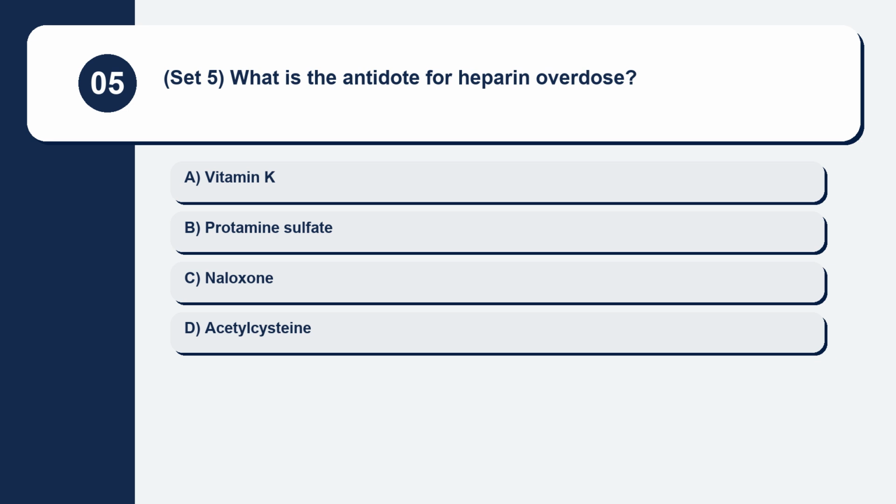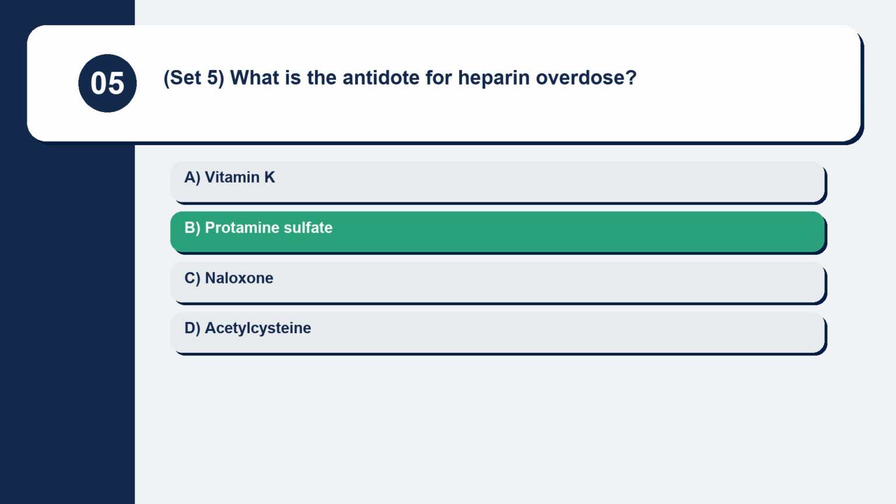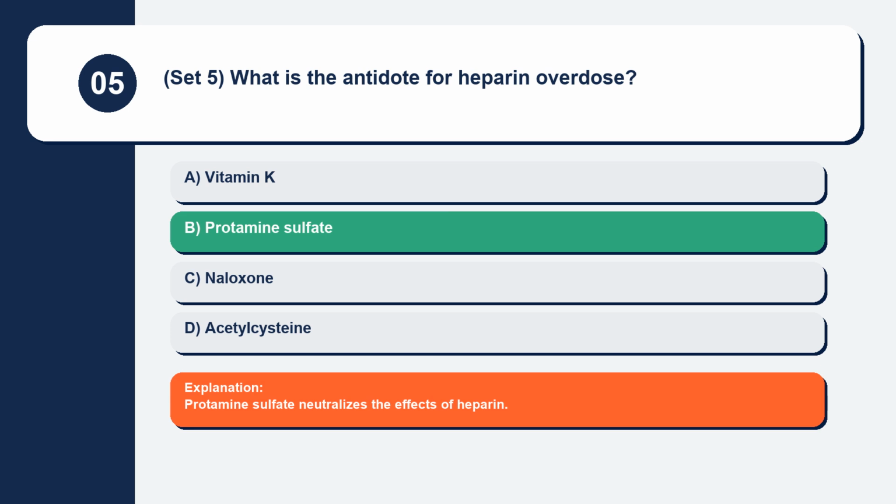Question 5. Set 5. What is the antidote for heparin overdose? Vitamin K, protamine sulfate, naloxone, acetylcysteine. Protamine sulfate neutralizes the effects of heparin.